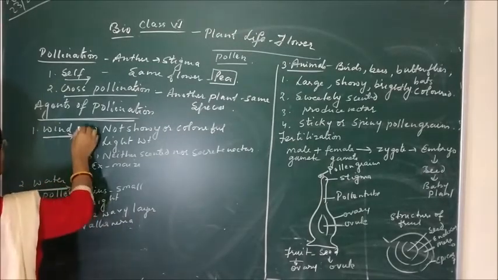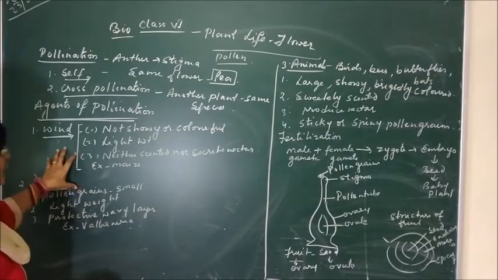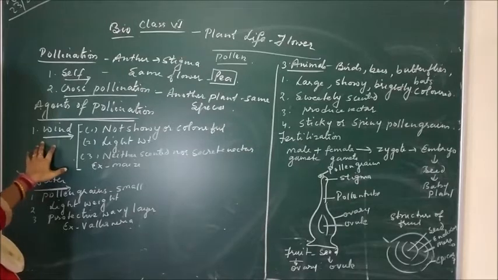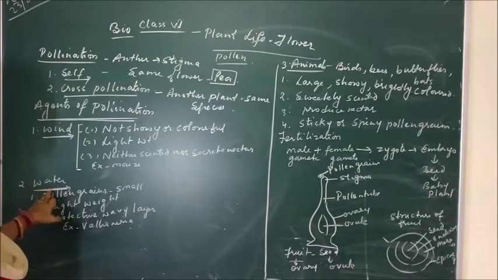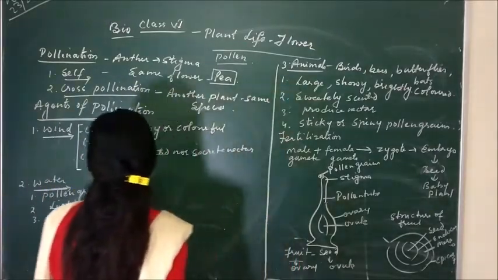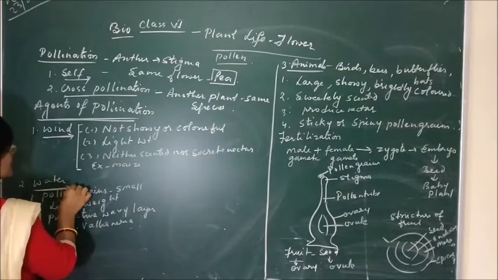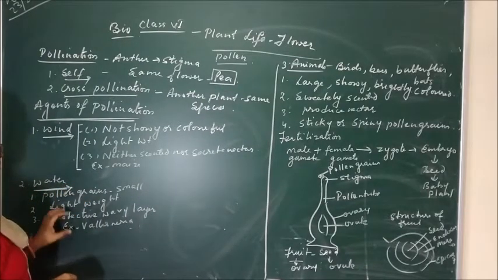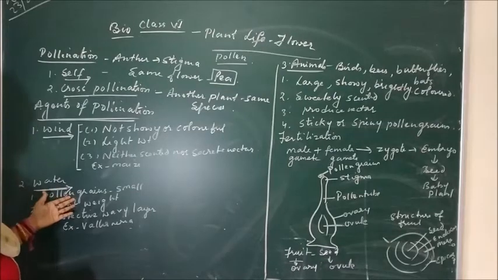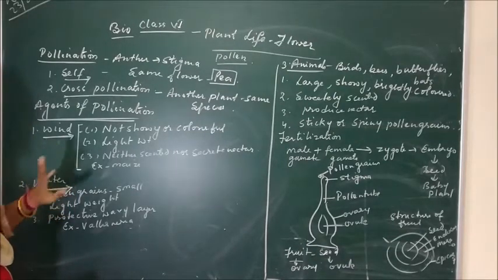First we will read the characteristics of the pollen grains, because not in all plants are the pollen grains transferred through wind. In some plants the pollen grains are transferred through water, and in some plants through animals. So we have to study the properties of the pollen grains, which features they should have, so that they can be easily transmitted through wind, water or animals.